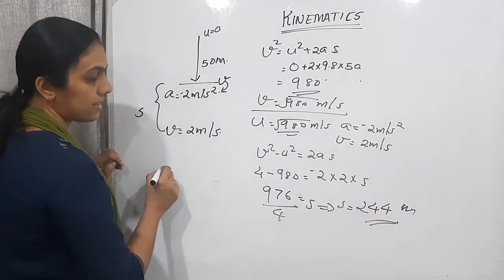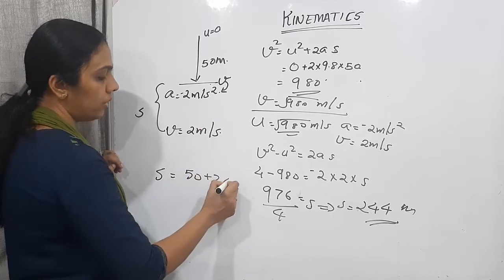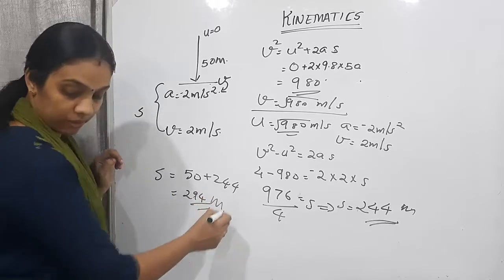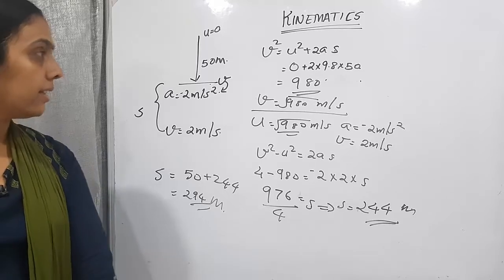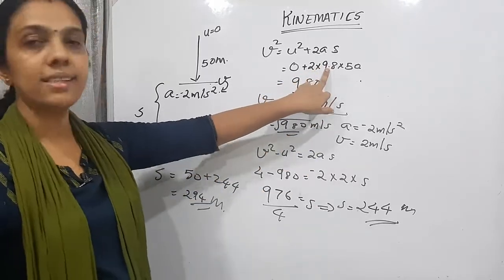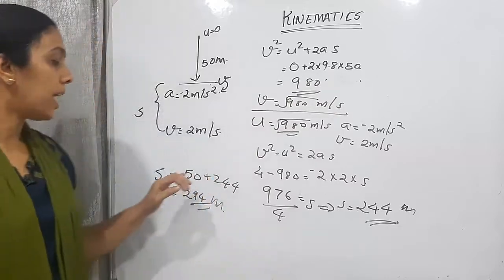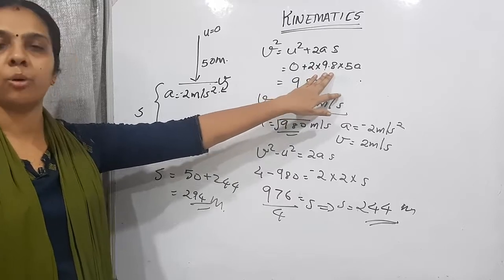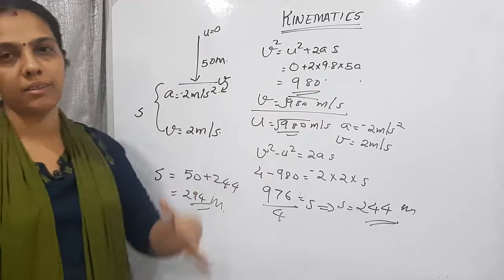So the total distance covered is 50 plus 244, which equals 294 meters. Okay, clear? The answer given in the book is 293. I think they had taken g as 10 meter per second square, I guess. So the answer is 294 meters if we take g as 9.8. Okay, clear? So here we should do it in 2 parts.